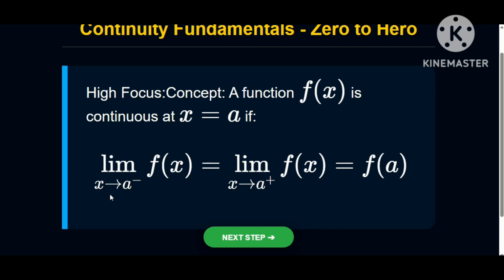Let's discuss continuity for the fundamental Zero to Hero series. A function f of x is continuous at x equal to a if the limit as x tends to a minus of f of x is equal to the limit as x tends to a plus of f of x is equal to f of a. It means the LHL, the RHL and the value of the function are equal, so the function is continuous.